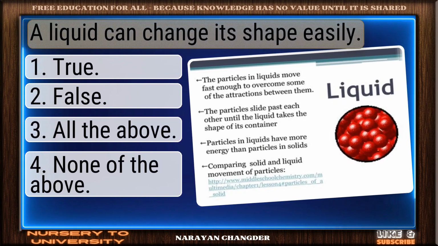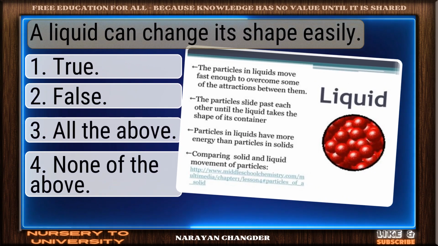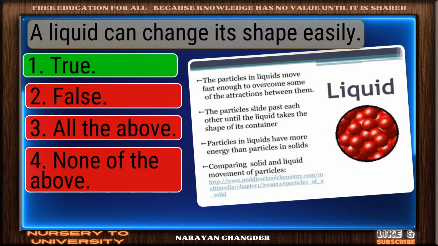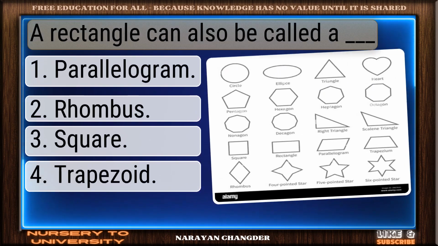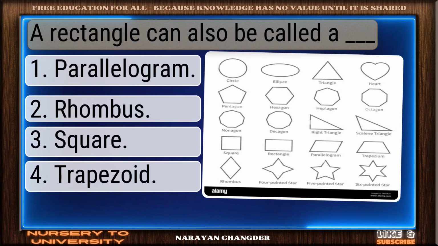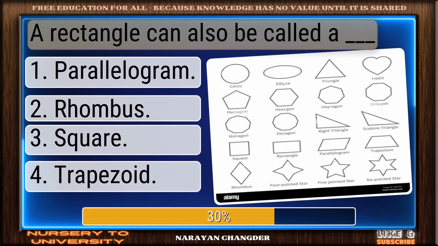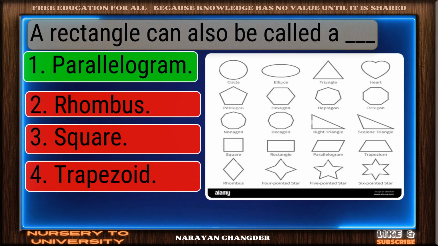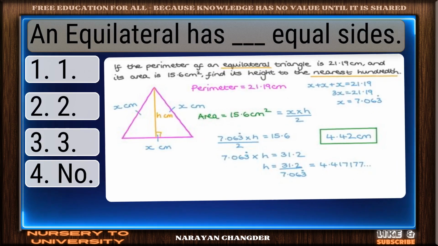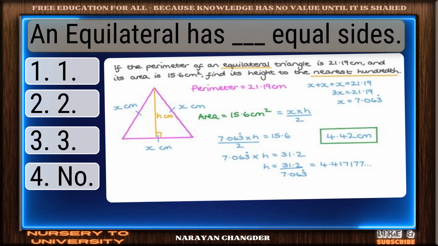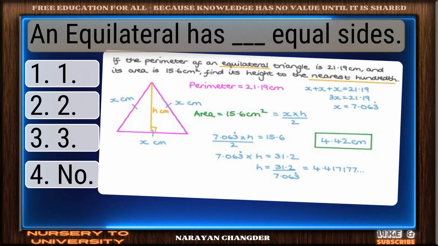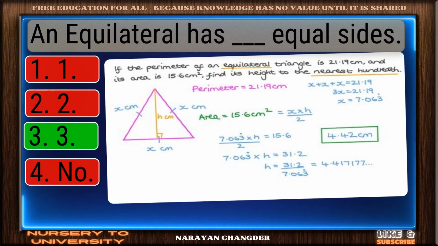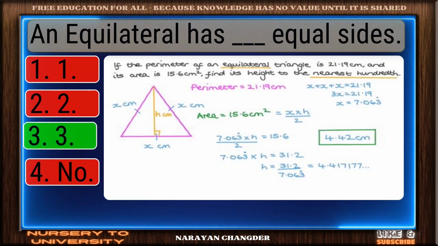Question number 229. A liquid can change its shape easily. Valid point. True is true. Question number 230. A rectangle can also be called a dash. Exactly. Parallelogram makes sense, and it is the right choice. Question number 231. An equilateral has dash equal sides. Excellent. 3 is a brilliant choice.